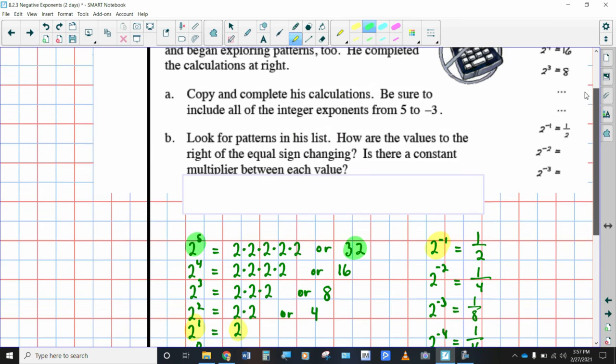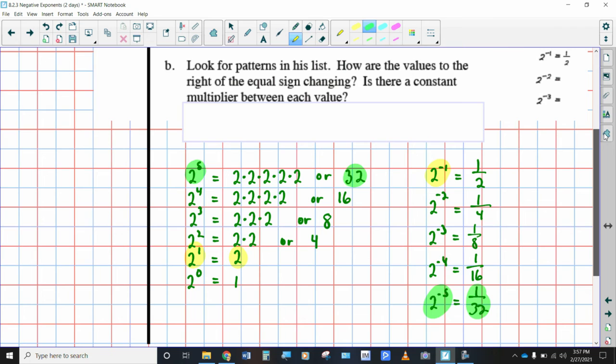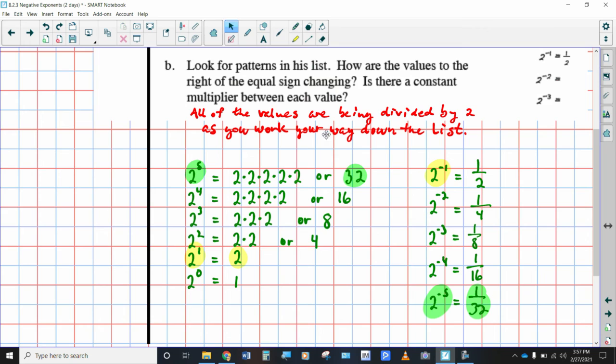So what question shall we answer here? Look for patterns. How are the values to the right of the equal sign changing? Is there a constant multiplier between each value? And yeah, they're changing because all the values are being divided by 2. That constant multiplier of 2, if you're going in one direction, becomes a constant multiplier of 1/2 when you're decreasing the exponent, because multiplying times 1/2 is the same as dividing by 2.